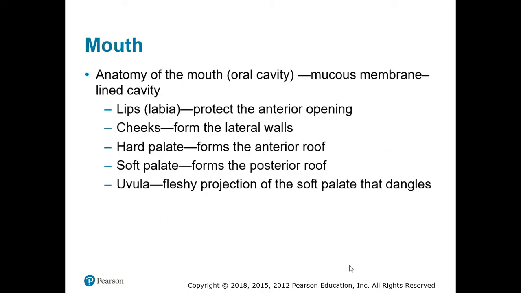So if we start with the mouth, this is going to be the first part of your digestive system. It's often called your oral cavity. It is a mucous membrane lined cavity, and there are different parts of the mouth that we're going to be talking about. So first, we have our lips, which are called labia. This is going to protect the anterior opening to our mouth, so how food gets into our mouth. We have our cheeks, which make up the lateral walls of our mouth.